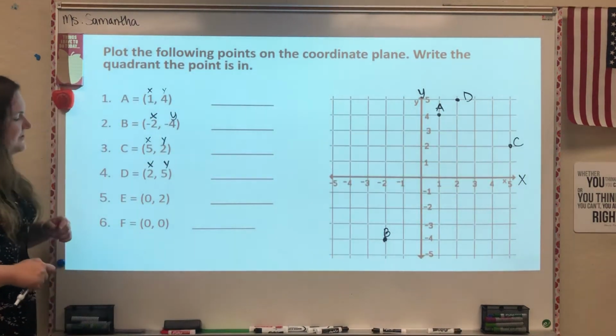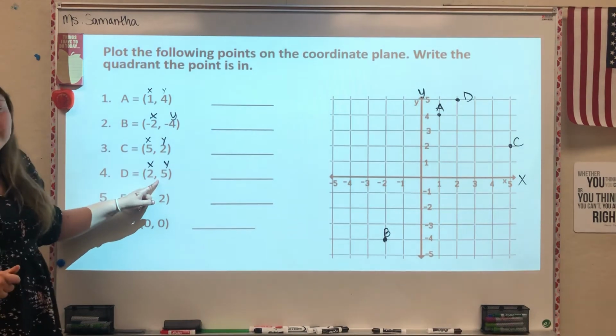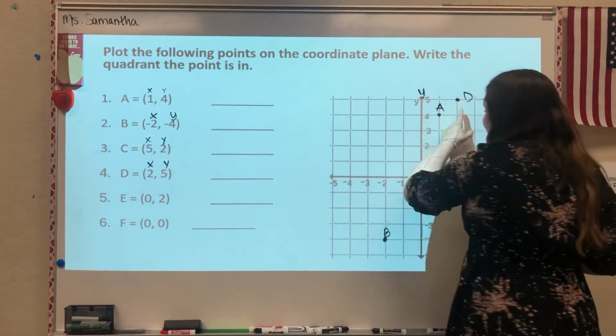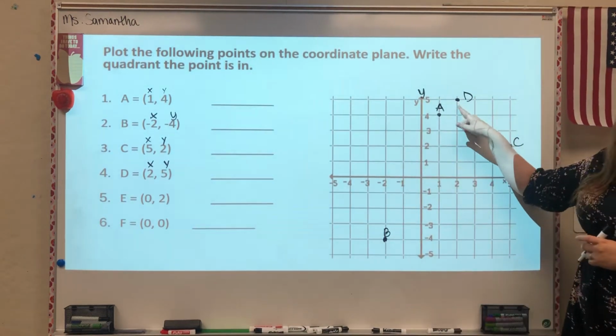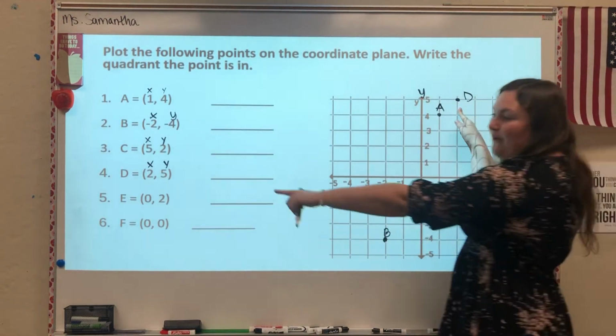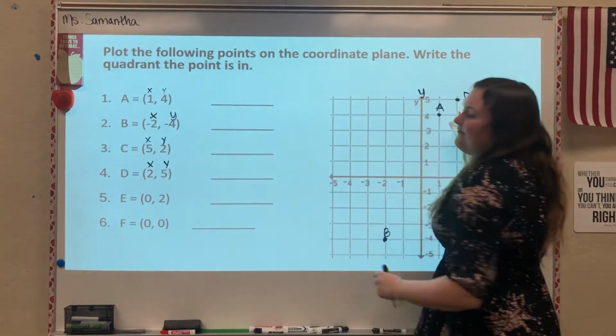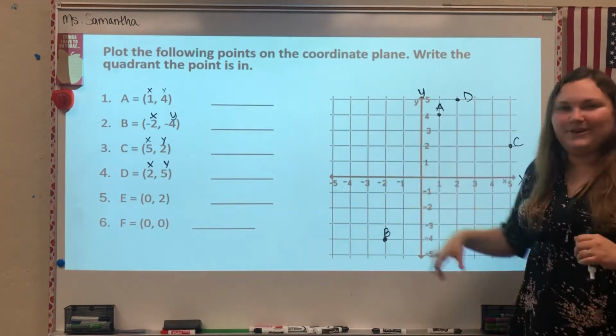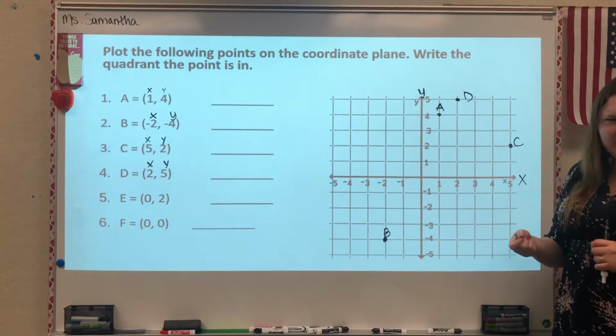Another thing I want to mention here is there's only one point at this location. There's only one pair of numbers that matches up with this point, and that one pair of numbers is 2, 5. Any other pair of numbers is going to give you a different point on the graph. Each one of these is unique. Each one is individual.